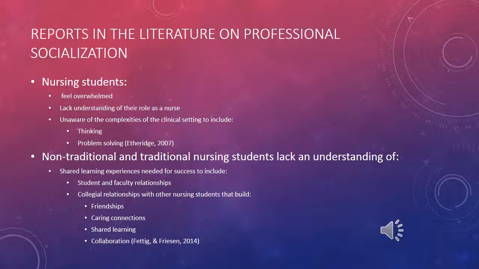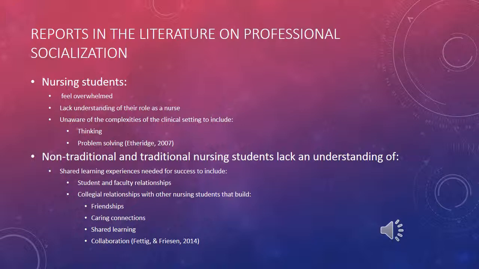So what's actually going on with student nurses? Are they really understanding their new role, and how that professional socialization might actually come into play? Nursing students are feeling very overwhelmed. They have a lack of understanding of their new role as a nurse. They're not quite understanding how this new role demands them to be as professional as the profession of nursing is demanding us to be. Non-traditional and traditional nursing students lack an understanding of the shared learning experiences needed for success.